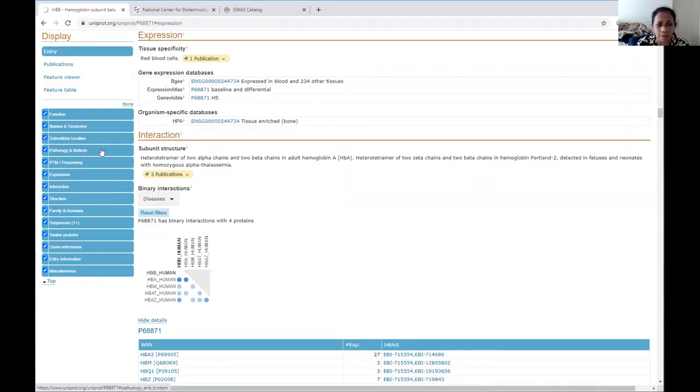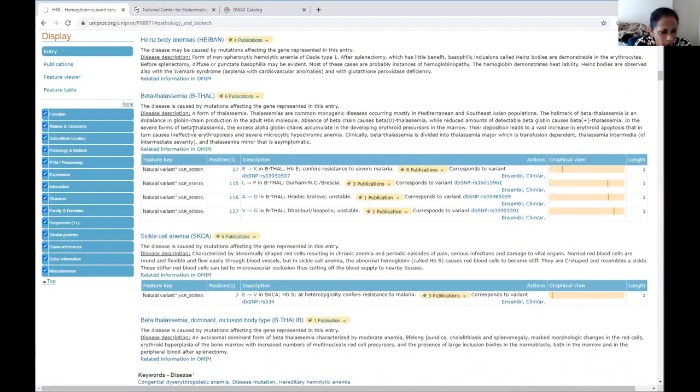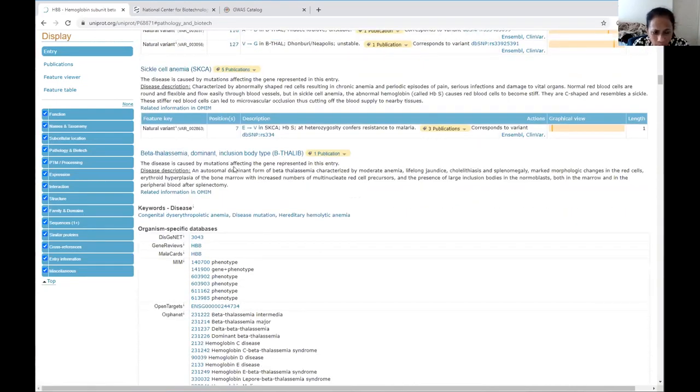So now let's click pathology and biotechnology. A section, my favorite section in UniProt. This used to be called involved in a disease when I was a curator at UniProt, but now they've changed it to pathology and biotechnology. So you can see that this particular gene is involved in Heinz body anemias, all sickle cell diseases, beta thalassemia. It's involved in sickle cell anemia. It is also involved in dominant inclusion body type.